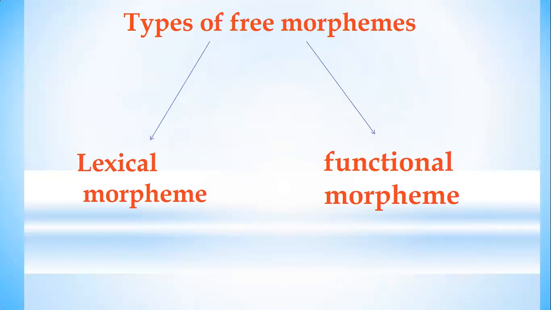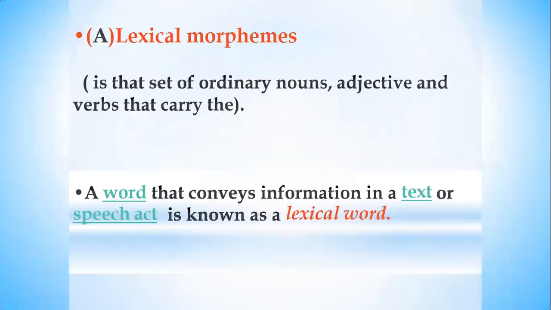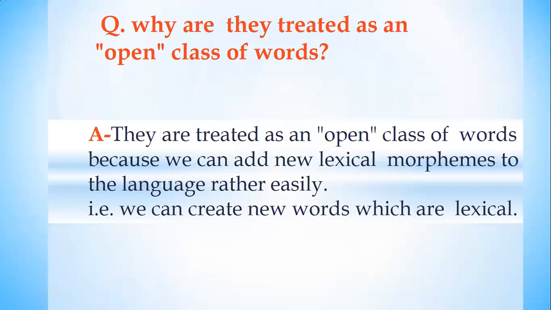So yes, I already mentioned that. We have types of free morphemes, the lexical morphemes and the functional morphemes. A lexical morpheme is a set of ordinary nouns, adjectives, and verbs that carry the content. A word that conveys information in a text or speech act is known as a lexical word. So why are they treated as an open class of words? Because we can add new lexical morphemes to the language rather easily. We can create new words which are lexical.